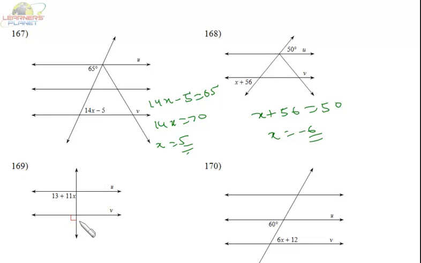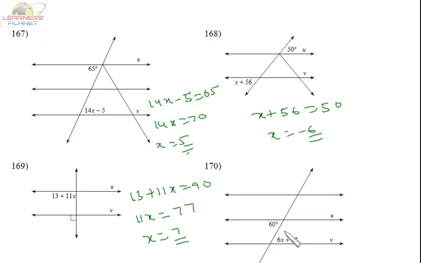So in this case, this angle is given as 90 degrees. That means 13 plus 11x is 90. So 11x is 90 minus 13, or we can say 77. So x is equal to 7.